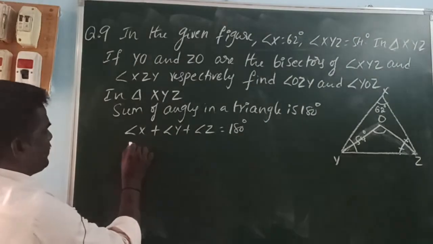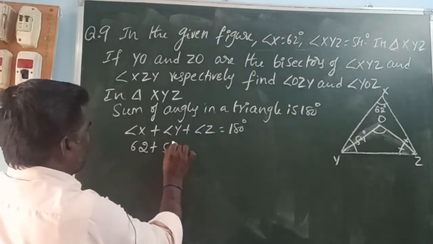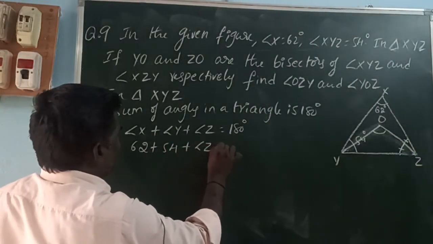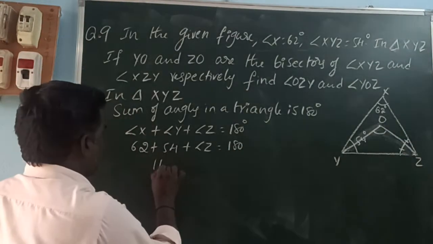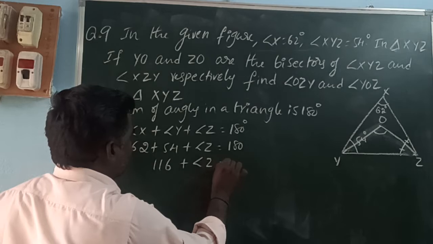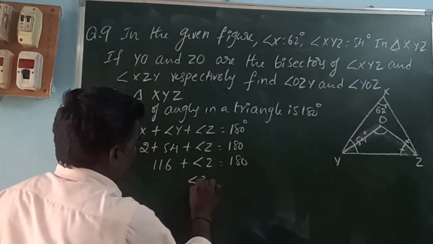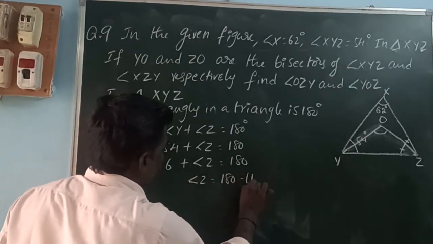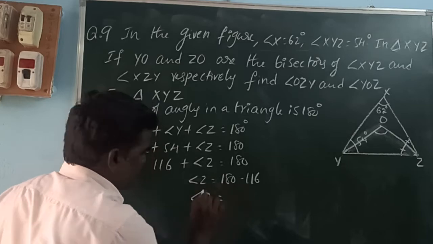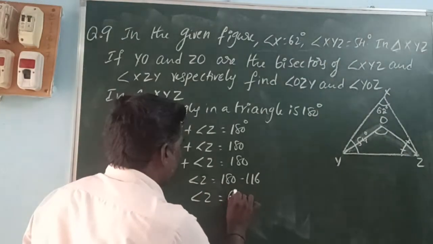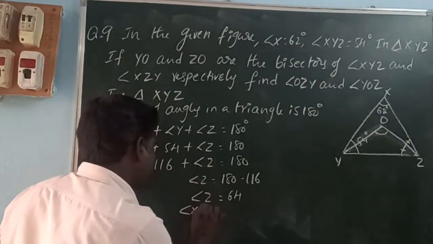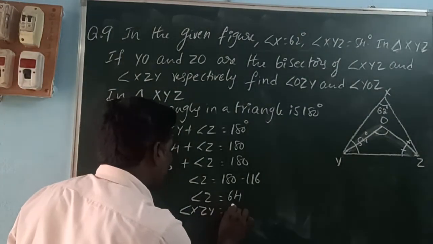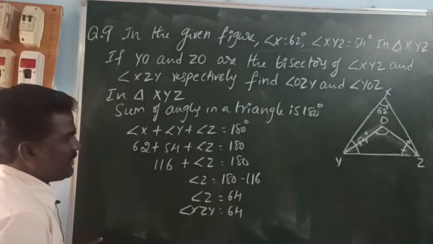So angle X is 62, angle Y is 54, plus angle Z is equal to 180. So 62 plus 54 is 116, plus angle Z is equal to 180. So angle Z is equal to 180 minus 116. Angle Z is equal to how much? 64. So angle XZY is equal to 64.